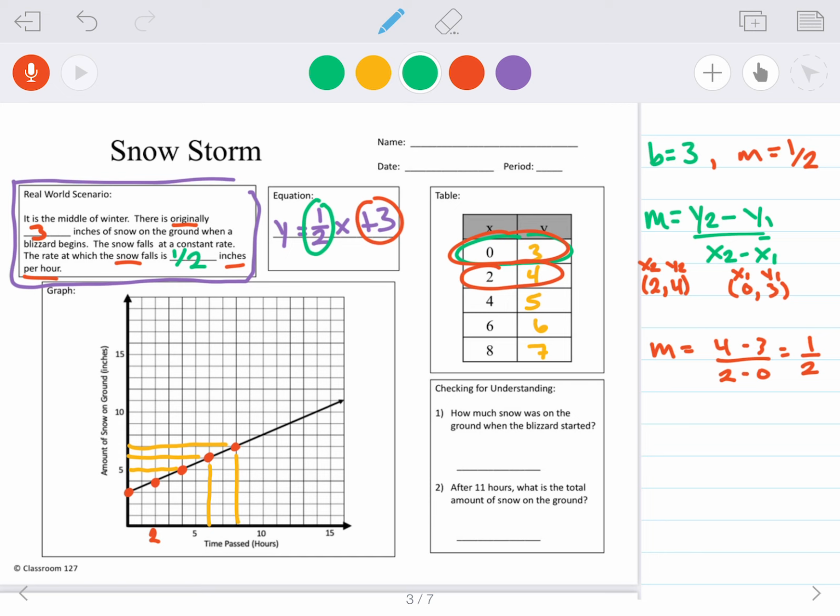Okay, so how much snow was on the ground when the blizzard started? Again, that is the initial value. So that's the y-intercept. We already answered that. That's 3 inches.